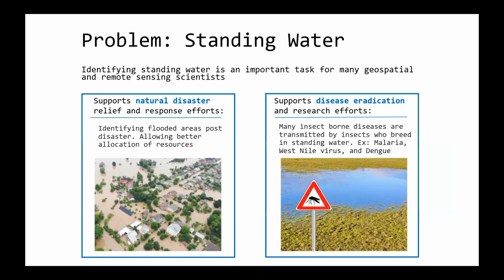So in general, the problem of identifying standing water is an extremely important task for many geospatial and remote sensing scientists to carry out. It supports not only natural disaster relief and response efforts in identifying flooded areas post-disaster, which allows for the better allocation of resources.